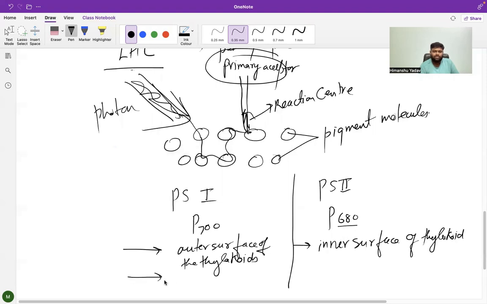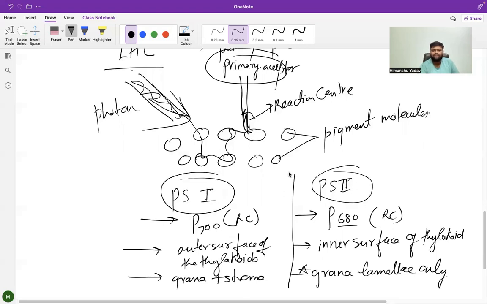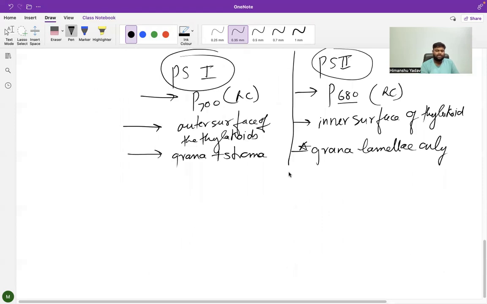ये दोनों में फाउंड होता है, इन द ग्राना एज वेल एज इन द स्ट्रोमा में, बट ये ओनली इन द ग्राना लैमिले में फाउंड होता है. ऑलराइट, तो रिएक्शन सेंटर इसका था P700, इसका था रिएक्शन सेंटर P600. We are talking about photosystem 1 and we are talking about photosystem 2. Now there are few terms.